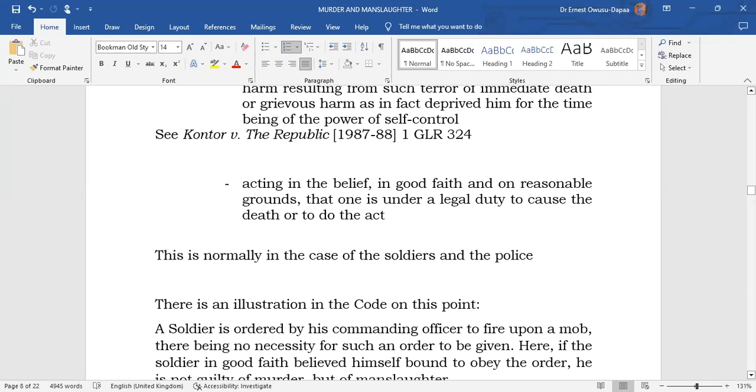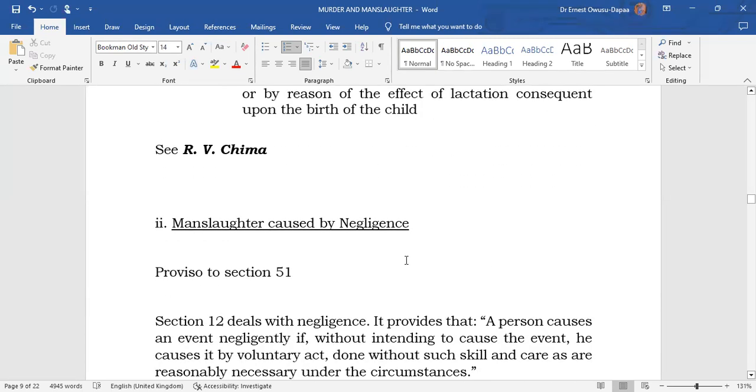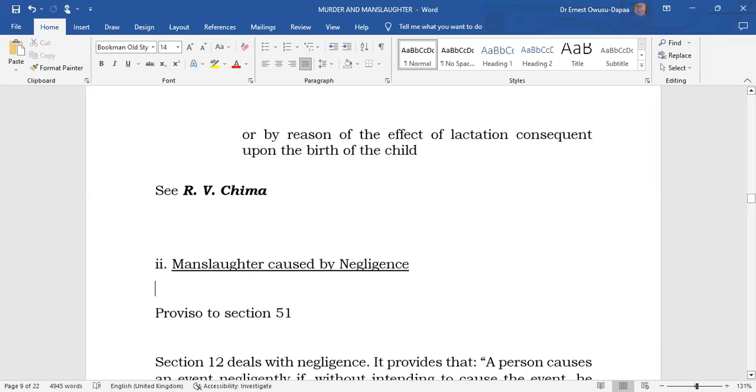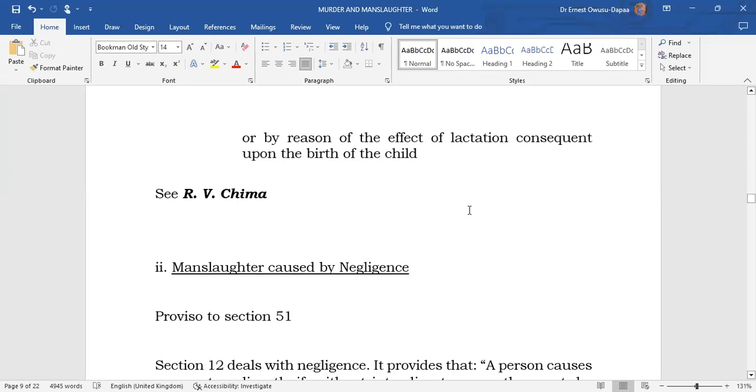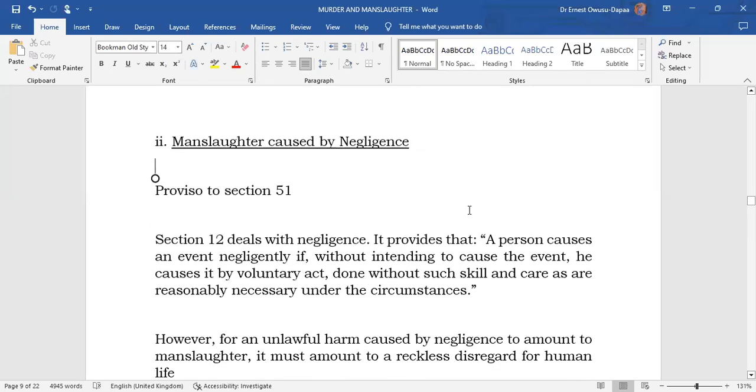Okay, I notice we've been at it a lot of time now, and we would wind up here, but you also have to remember that apart from murder reduced to manslaughter with regards to provocation, as we have seen under section 53, if you look at section 51, you will notice that there is a certain proviso, and that provides another example, another category of manslaughter. You know, 51 will say that a person who causes the death of another person by unlawful harm commits manslaughter. But if the harm causing the death is caused by negligence, that person has not committed manslaughter, unless the negligence amounts to a reckless disregard for human life.